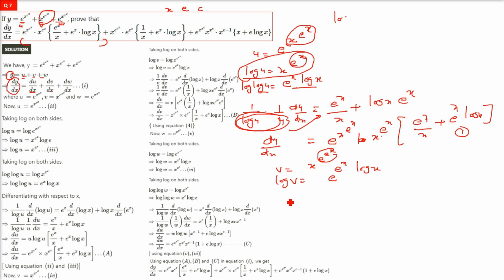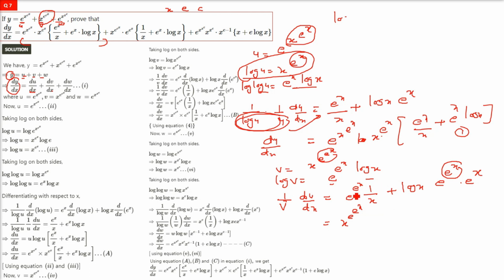Okay. Then we differentiate. So 1 by v and dv by dx. Now differentiate using the product rule. So e to the power x, log x is 1 by x, plus now log x will remain like that. E to the power anything will be e to the power that thing only. So it will be e to the power x, and again e to the power x differentiation is going to be e to the power x. Then differentiation of x is going to be 1. And then we are going to bring it to the right hand side.